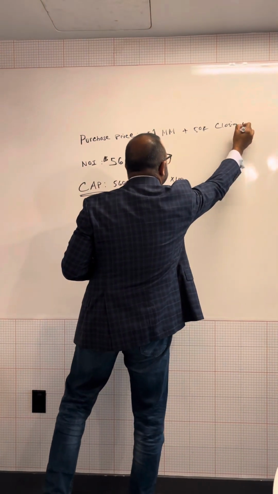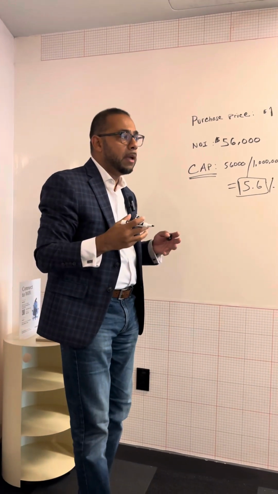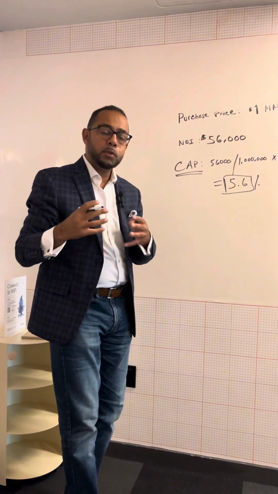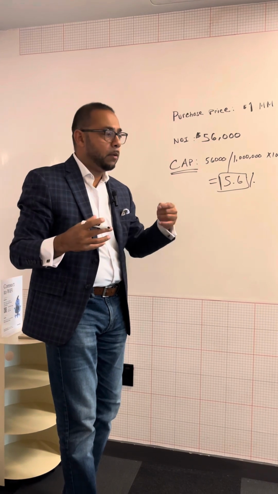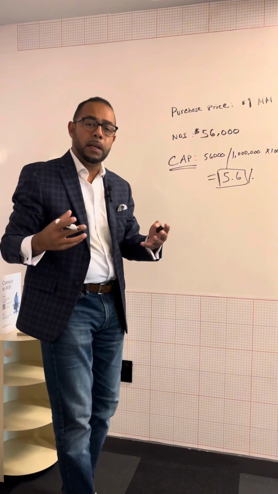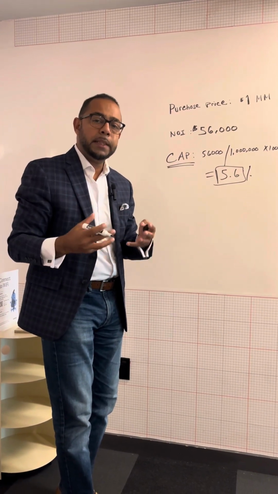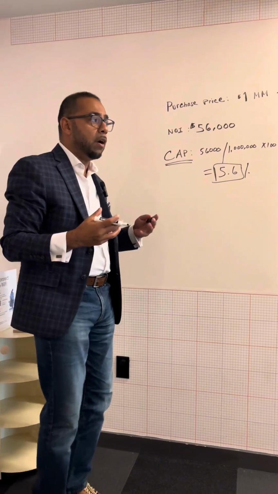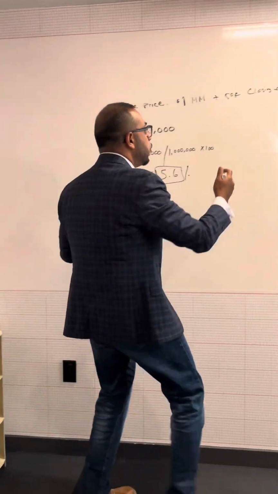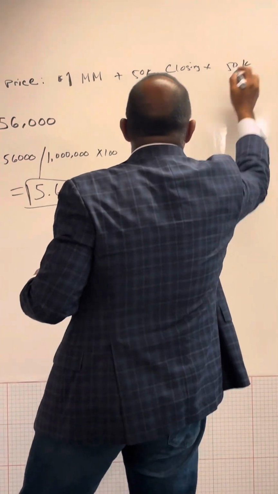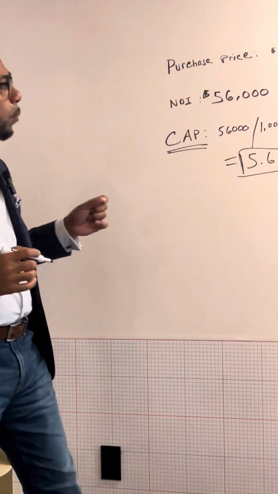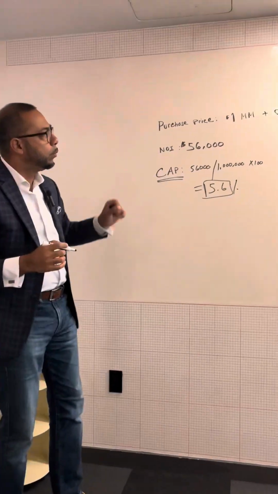Now, let's say after you buy the property, in year one there is some sort of fixing, something that needs to be done. Every property will have something that needs to be done within that year. So let's call that another $50,000, right? So your total cash going into this property to buy it is 1.1.